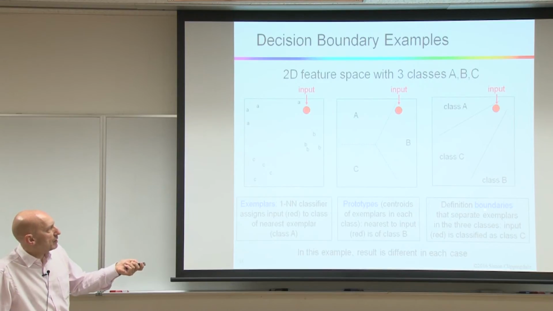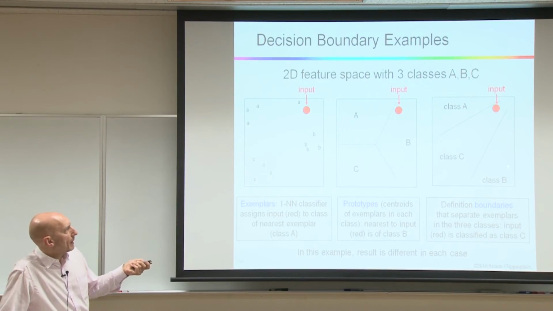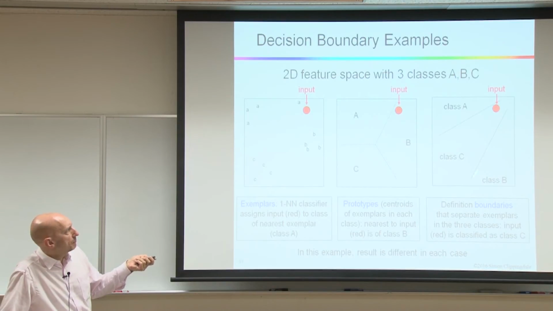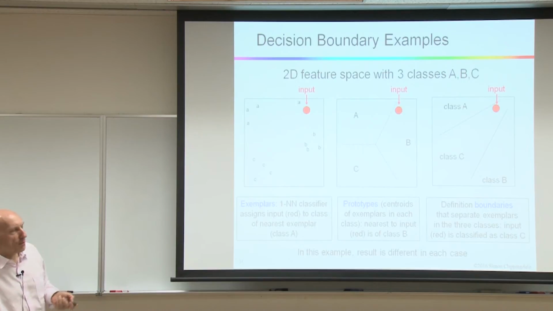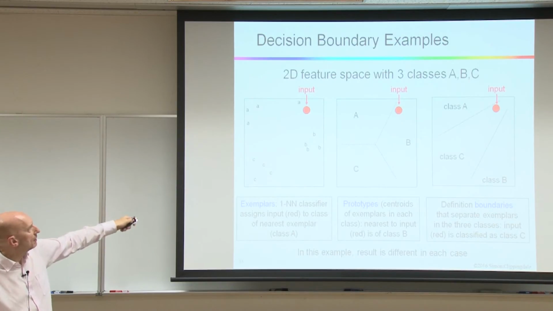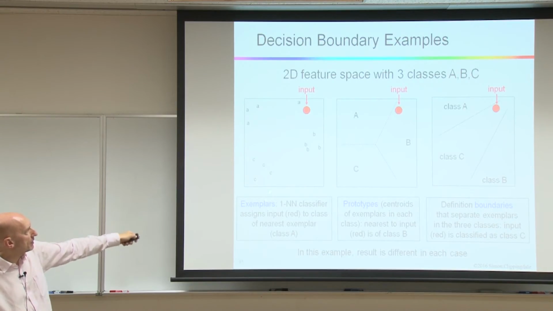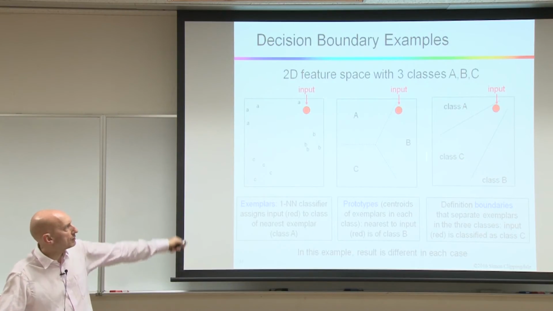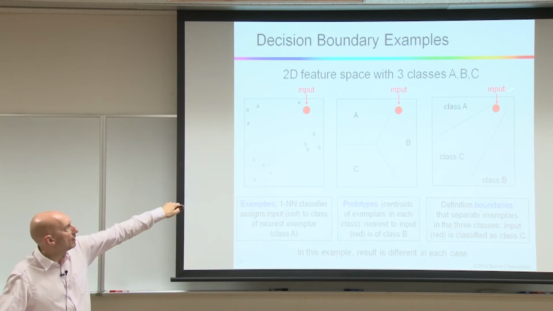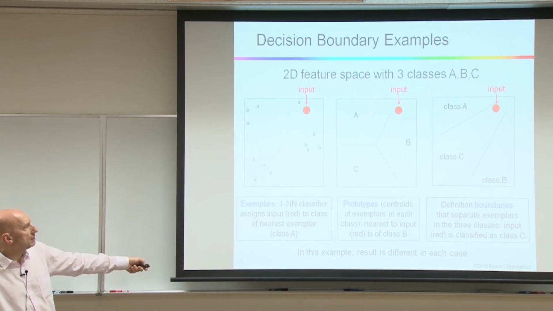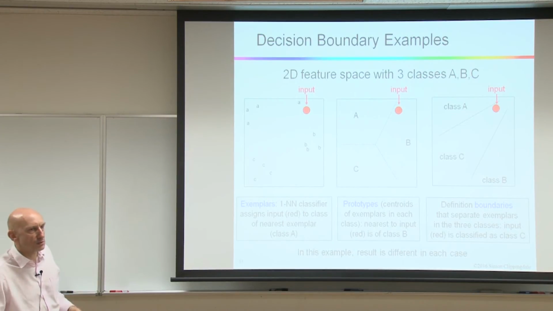Moving on to definition boundaries. In this case, we've got two very simple boundaries here that separate our training sets. One boundary down there separates A from B and C, and one boundary down there separates B from A and C. So here are those two lines, and if we just classify the input as to which region it's in, this time it's going to be a C. So the same input gives you different results in all three cases.